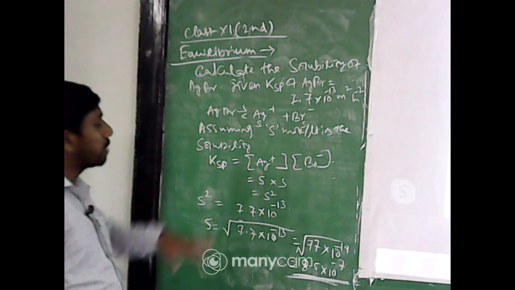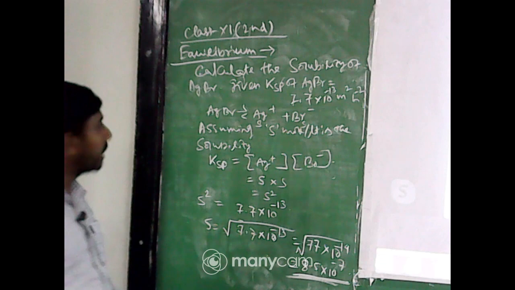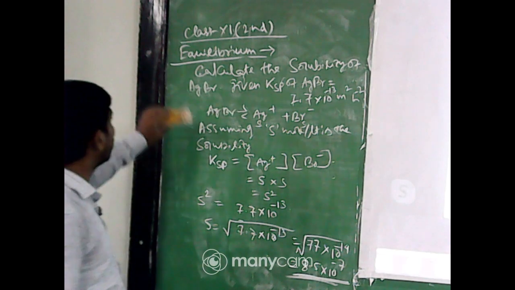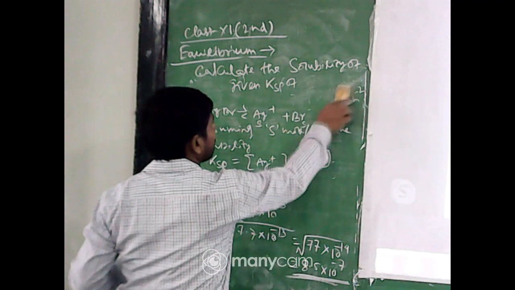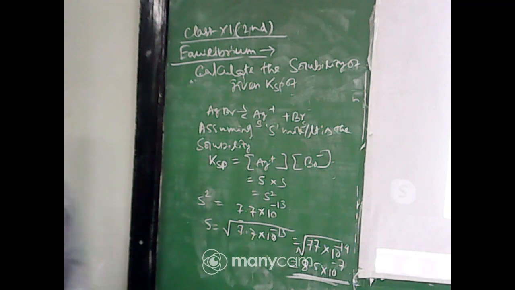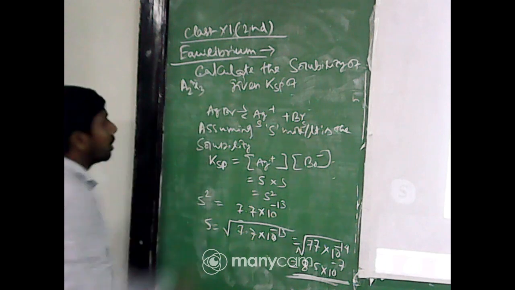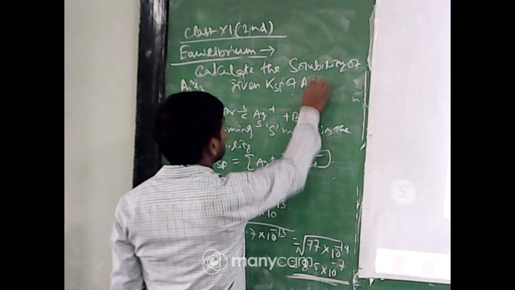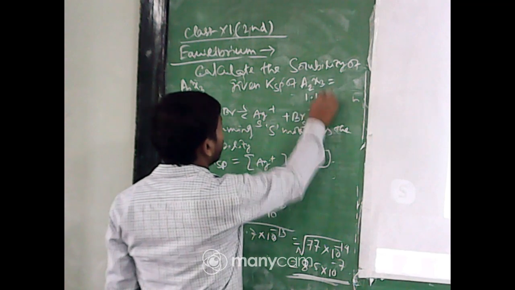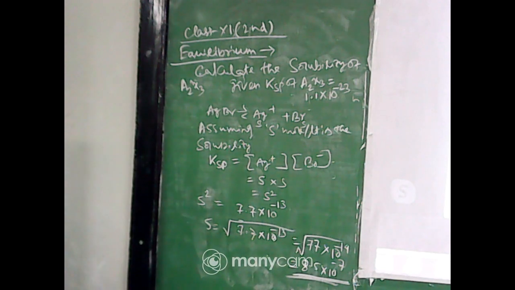Again we will do the same type of problem, but here the stoichiometry is different. Writing down the next problem: calculate the solubility of A2X3, given Ksp of A2X3 is equal to 1.1 into 10 to the power minus 23.